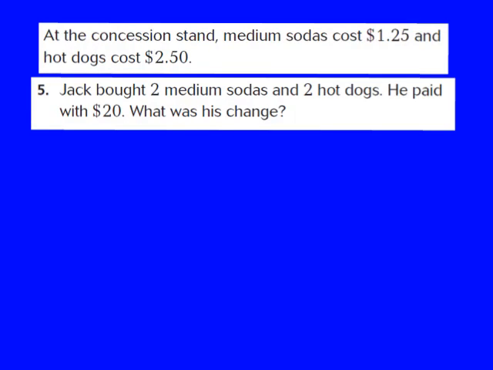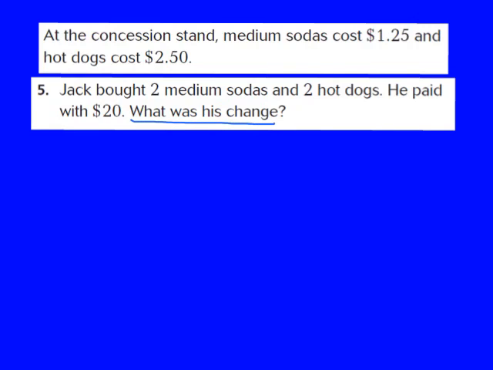Now, let's take a look at question number 5. Question 5 says, Jack bought 2 medium sodas and 2 hot dogs. He paid with $20. What was his change? Now, once again, what I know is this. The question that I'm supposed to be answering is, what was his change? So that's our question to be answered.